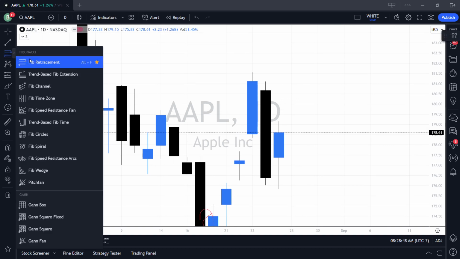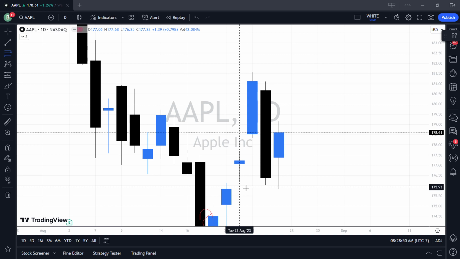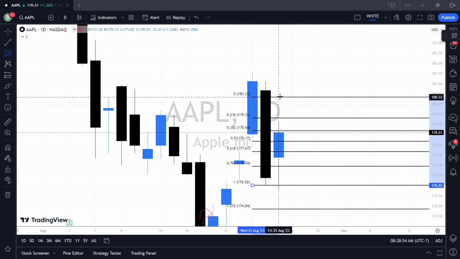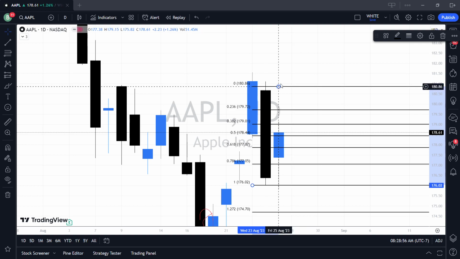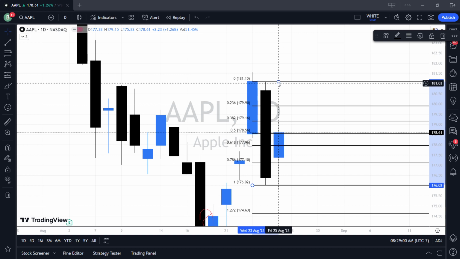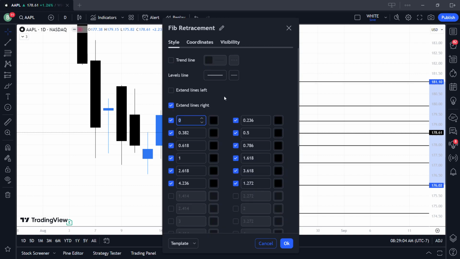Some people like standard deviations. I personally prefer fibs. They both work well. I'm not saying one is better than the other. Just me personally, I prefer fibs. So keep that in mind. Let me flip this to the other side.